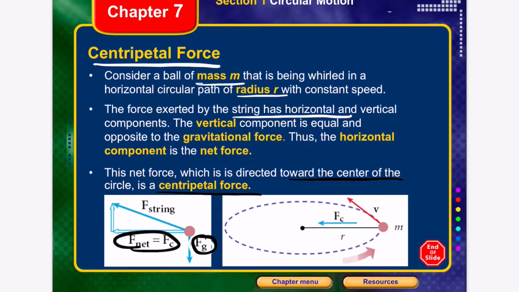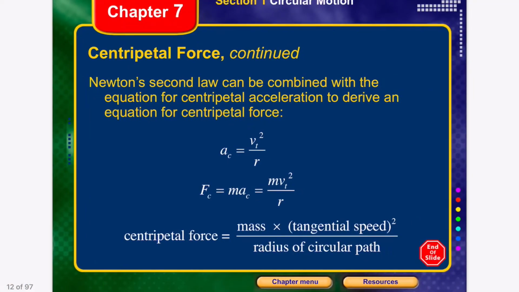So you have the vertical component equal and opposite to the gravitational force, and therefore resulting in the horizontal component, which is the net force, which results in the centripetal force. So when a body goes in a circular path, it not only creates an acceleration towards the center, it also creates a force towards the center, and that force is generally called the centripetal force.